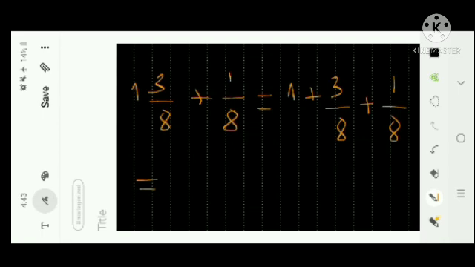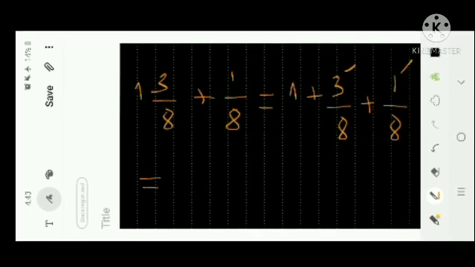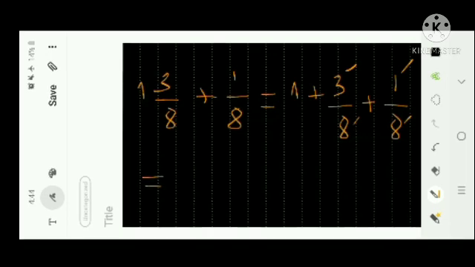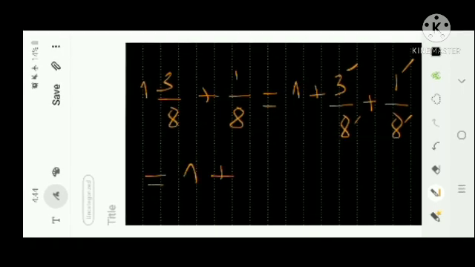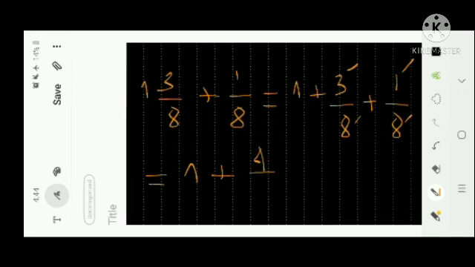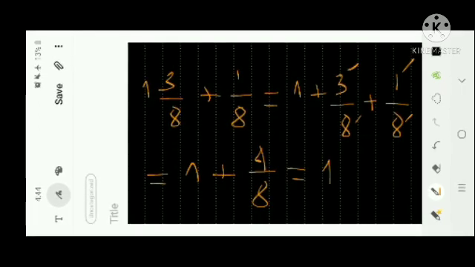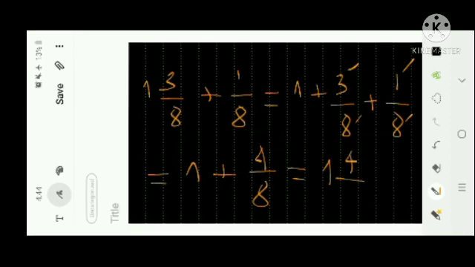So simply add the numerators. 3 plus 1 is 4. Then copy the denominator, which is 8. They have a common denominator. So 1 plus 4 over 8. Our final answer is 1 and 4 over 8.